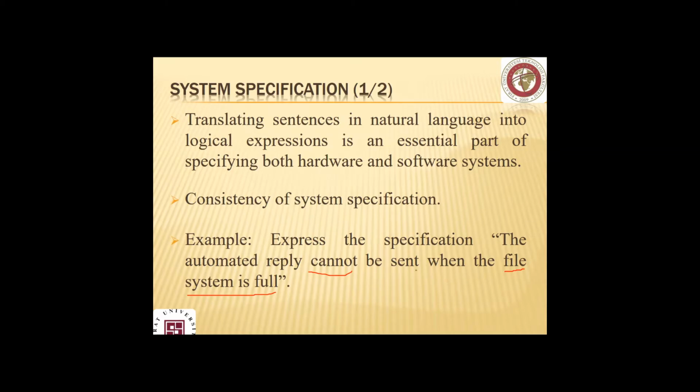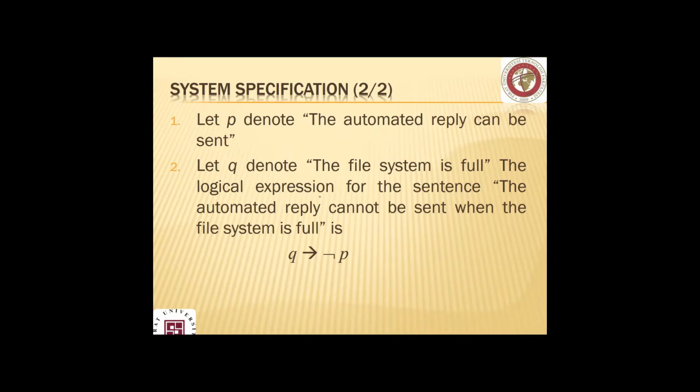If I say the file system is full, I can refer to it by Q, and the automated reply can be sent, I refer to it by P. The easiest way for me to represent this, I would say Q implies not P. What does it mean? Now let me just show you in the written text, it's easier.